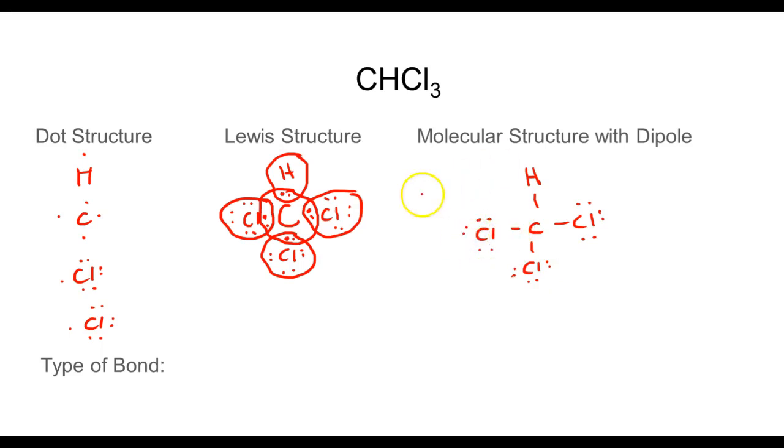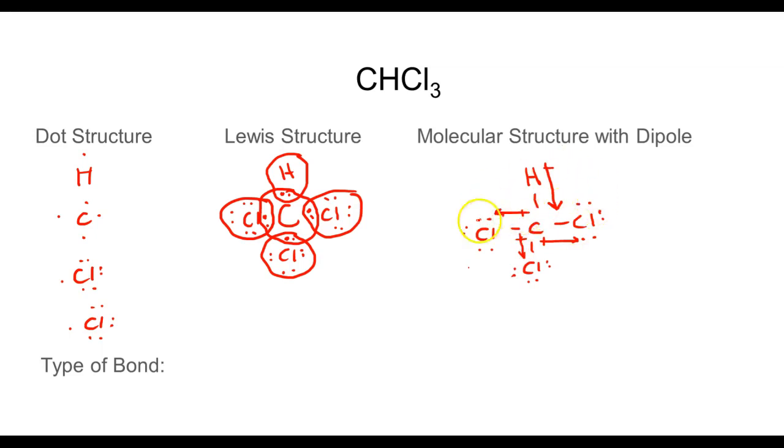Okay, now let's take a look at the dipole over here. In this case, we know that hydrogen has very little electrons, but do you notice how many electrons are on the outside of chlorine? So looking at my periodic table, I notice that chlorine is further to the right. For that reason, it is more electronegative. And so I know that chlorine is going to grab those electrons towards itself from carbon.